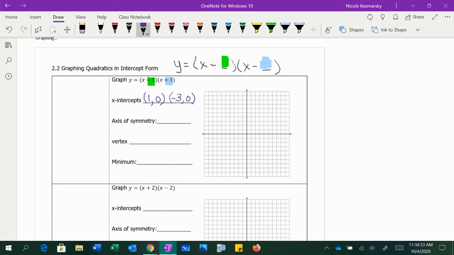So in this format, the first thing we find are the intercepts because they're right there in the equation. And then what I'm going to do is plot these x-intercepts. So I'm going to plot x equals 1, and I'm going to plot x equals -3.